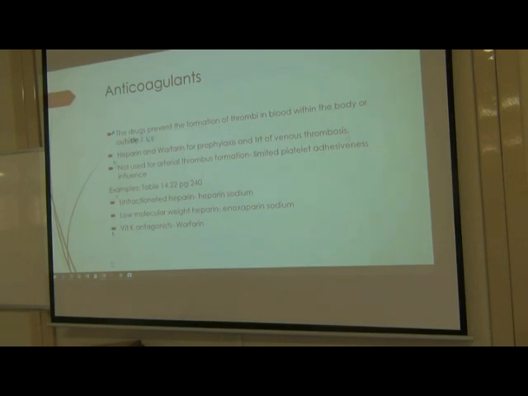Aspirin. Thank you very much. Aspirin, like we saw when we looked at our non-steroidal anti-inflammatory agents. So aspirin will be of good use in arterial thrombus formation.